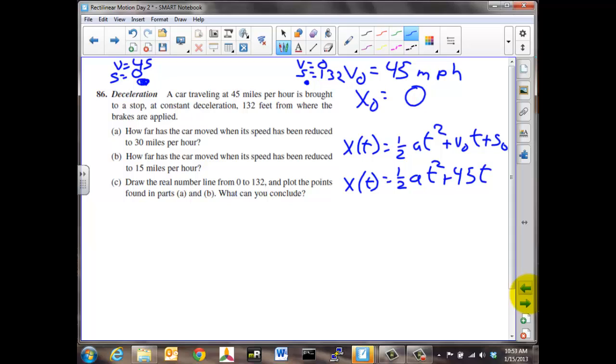But we know that gravity is 32. Yeah, but gravity is not what's stopping this car. Brakes are. Yeah, because this car is moving in this direction. Gravity is always in play if something's going up and down, but this car is moving horizontally. So gravity is not going to play a part in this here.